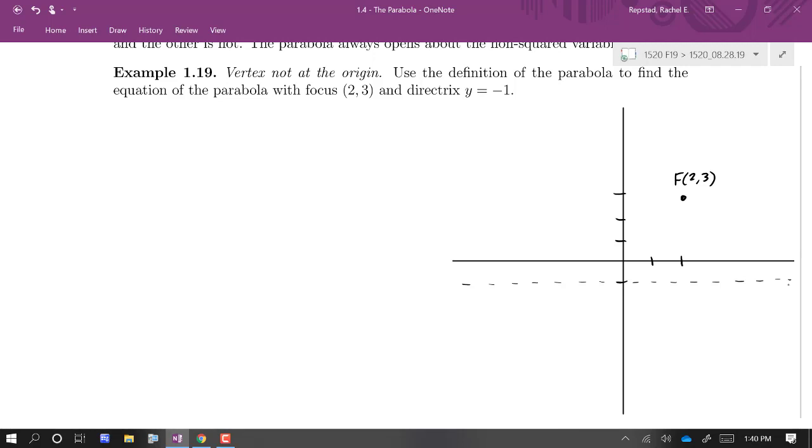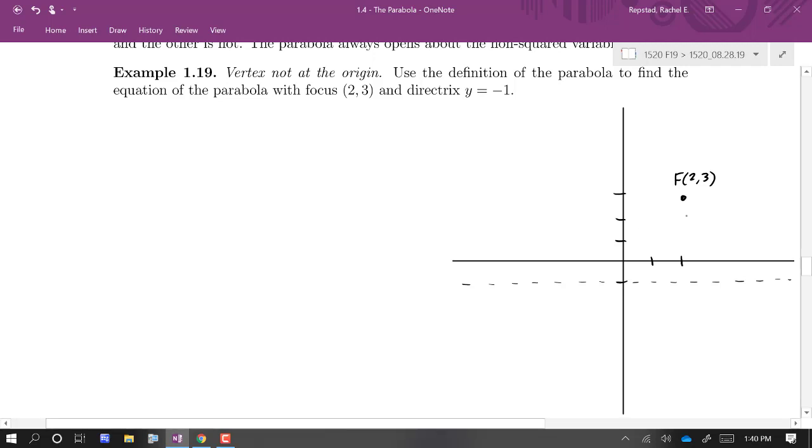Which way do we think this opens? Up. Yeah, it's certainly oriented vertically because it's got a horizontal directrix. And it opens upward because the vertex has to be in between these two, right? So the vertex is somewhere here, and it has to open away from the directrix and swallow up the focus. So we know it opens vertically.